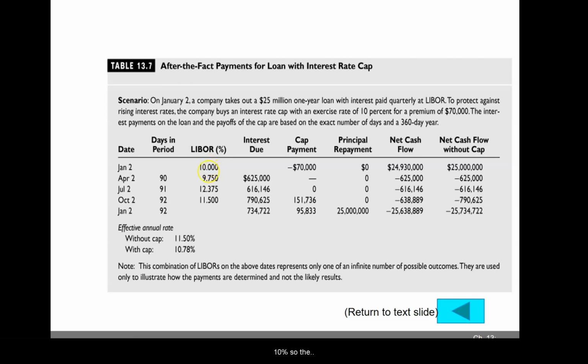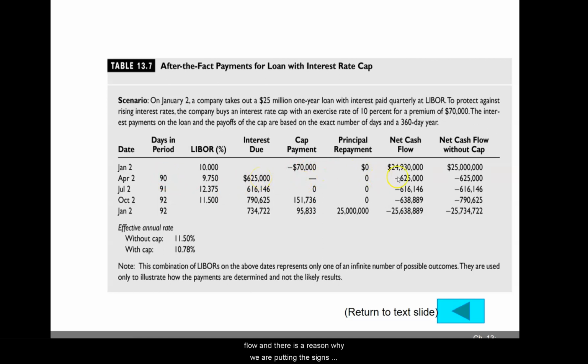So the interest due on the loan on 2nd of April for the first quarter is 10% multiplied by 25 million multiplied by 90 days divided by 360. Remember, we will be using the exact day convention, so we will have to count the number of days here. So this will be paid.